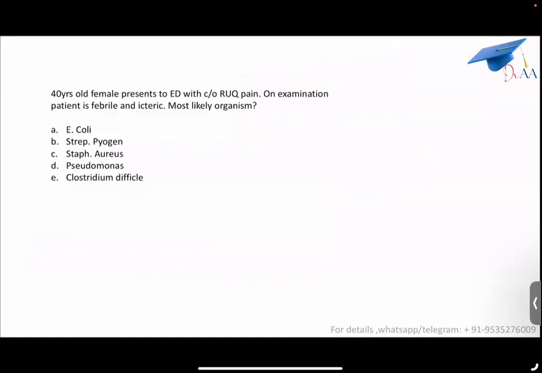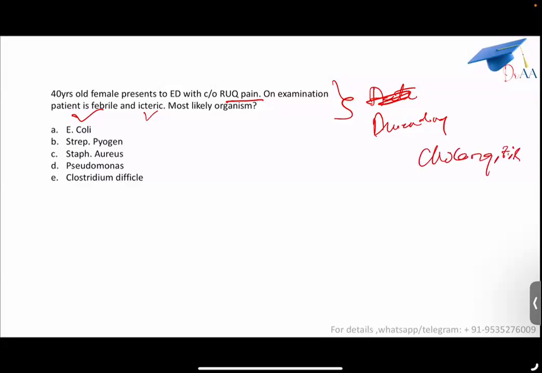A 40-year-old female presented to the ED with complaints of right upper quadrant pain. On examination, the patient is febrile and icteric. Most likely organism? What's the most likely diagnosis here? Acute cholangitis. Ascending cholangitis is the right answer here.